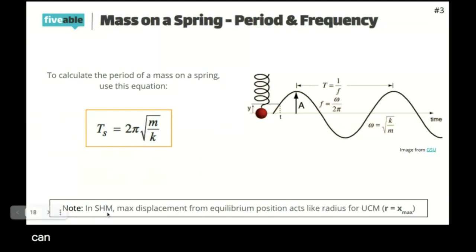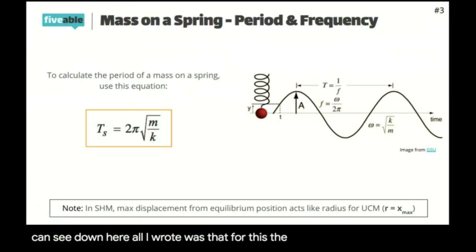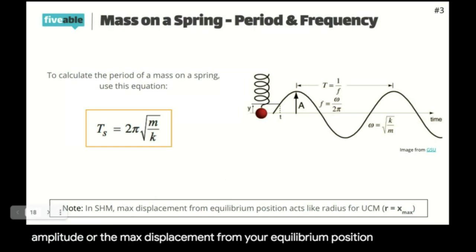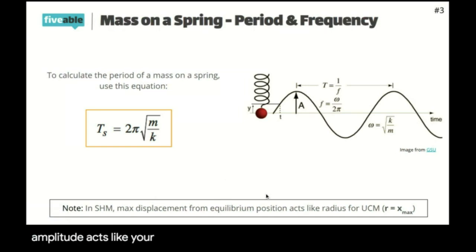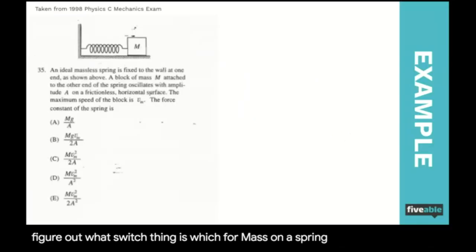Cool. And then you can see down here, all I wrote was that for this, the max displacement from your equilibrium position acts as your amplitude, acts like your radius for uniform circular motion. So same kind of deal, just different, because it's a different motion. We just have to figure out which thing is which for mass on a spring.